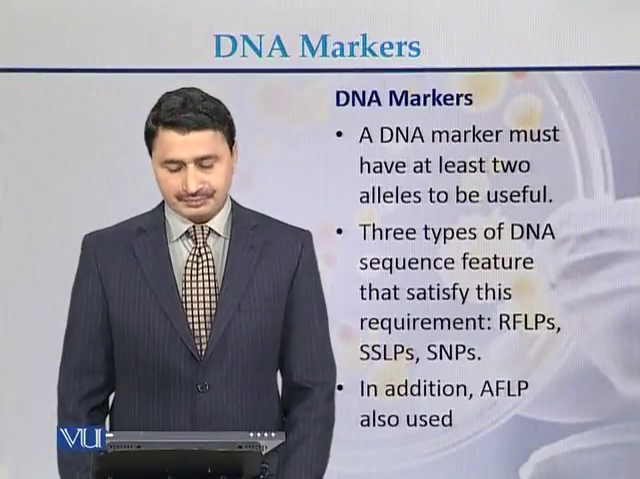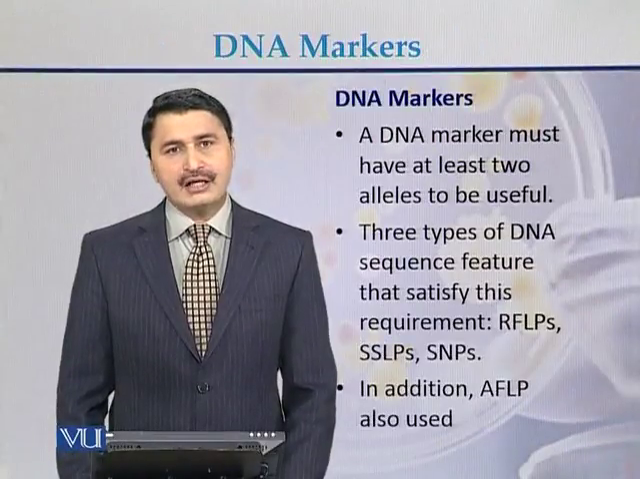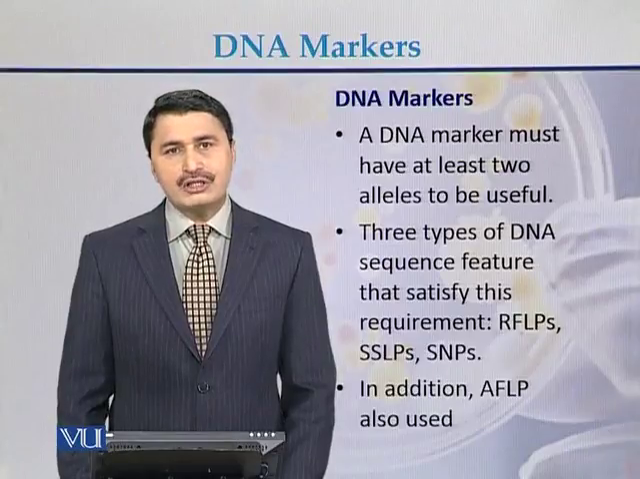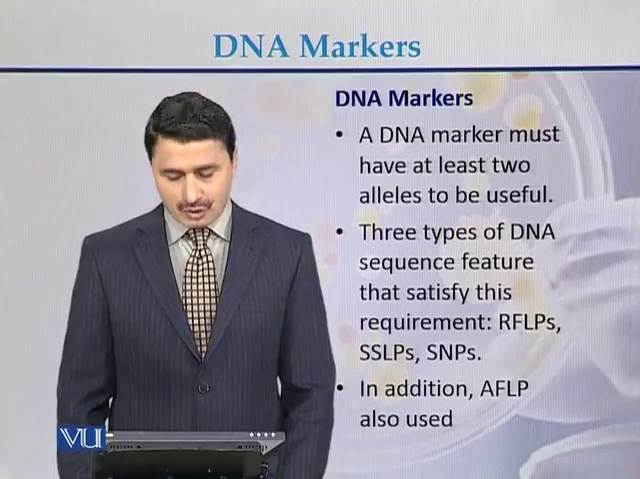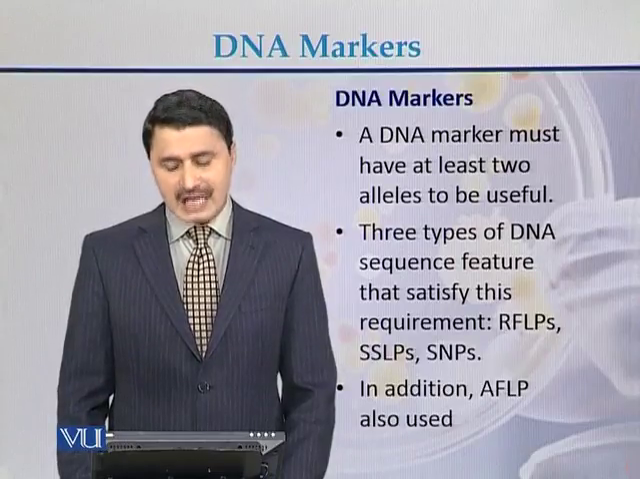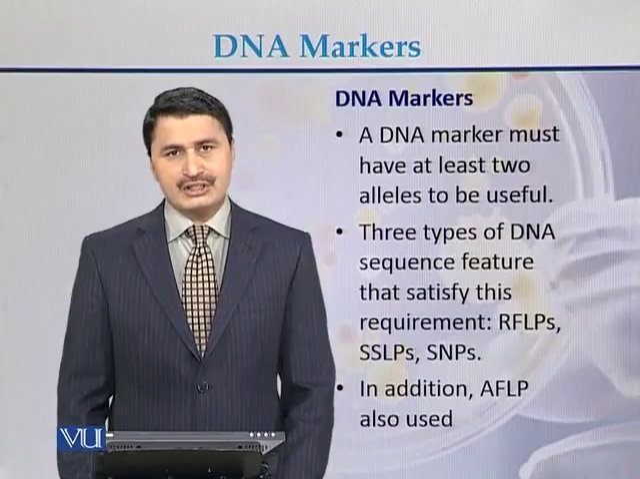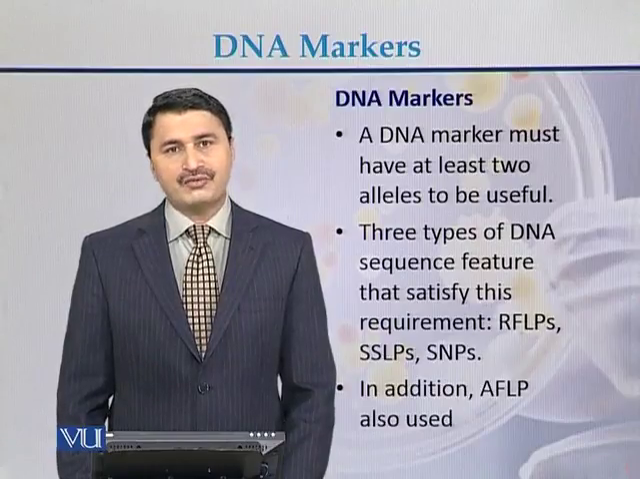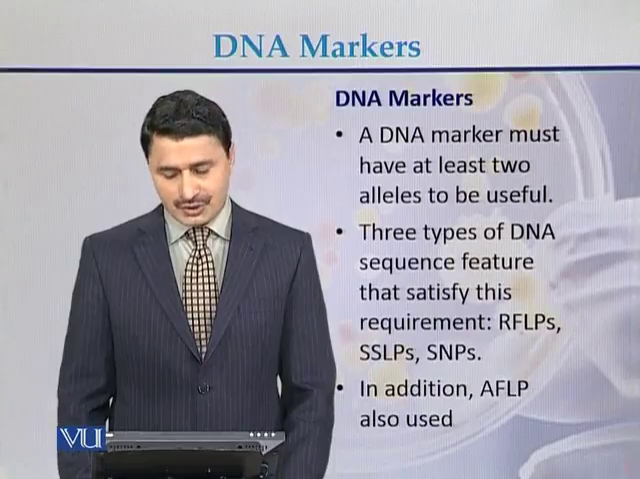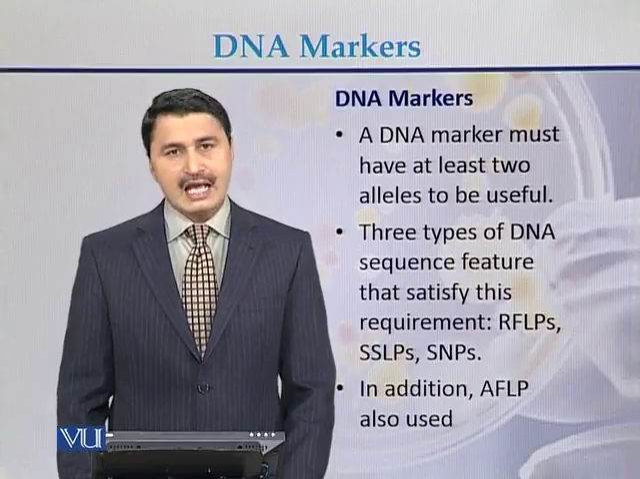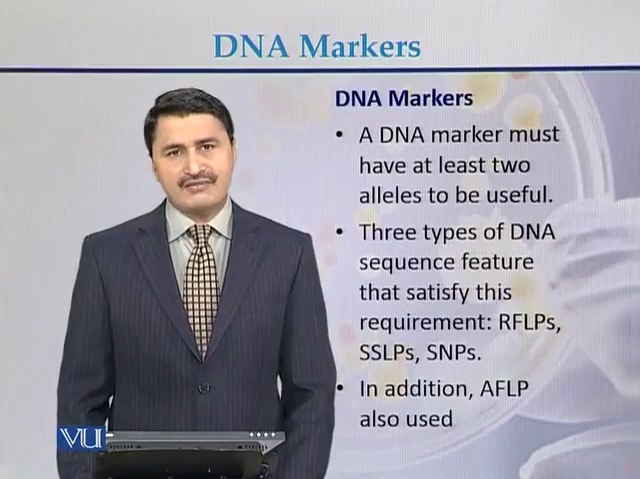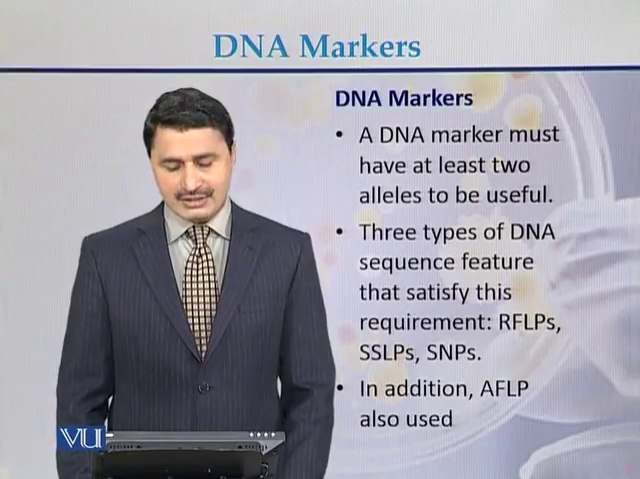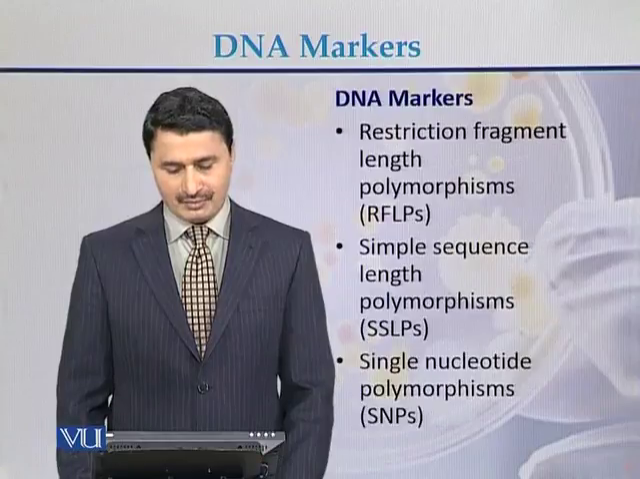DNA markers. A DNA marker must have at least two alleles to be an informative genetic marker and can be used for genetic mapping of the genomes. There are three types of DNA sequences that are usually used for the genetic mapping of the genomes. They are RFLP, SSLP, and SNP. In addition to this, AFLP is also used as DNA markers.